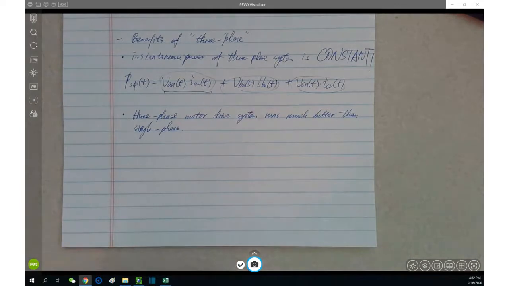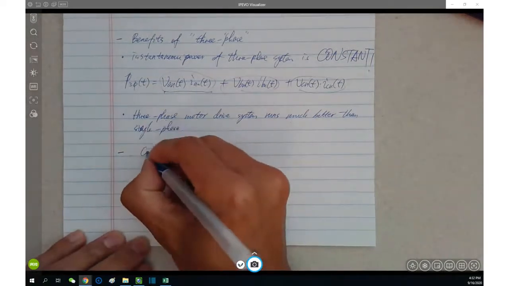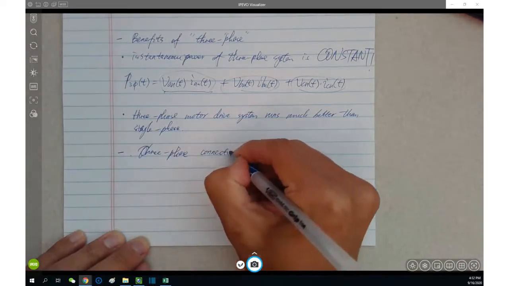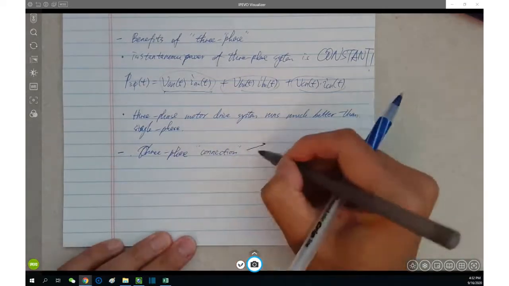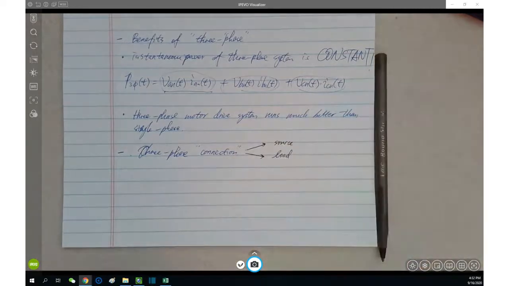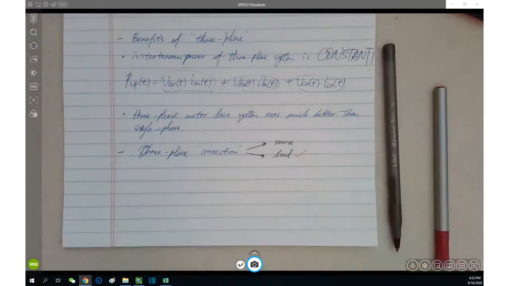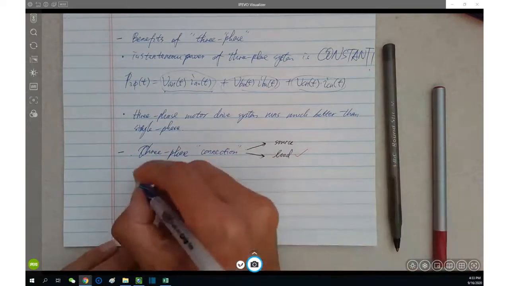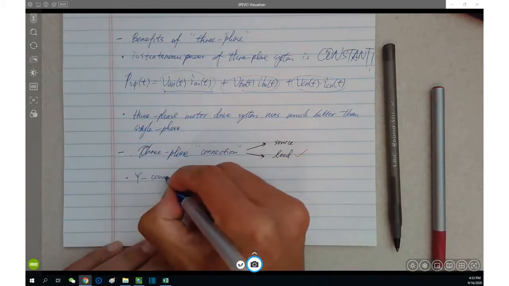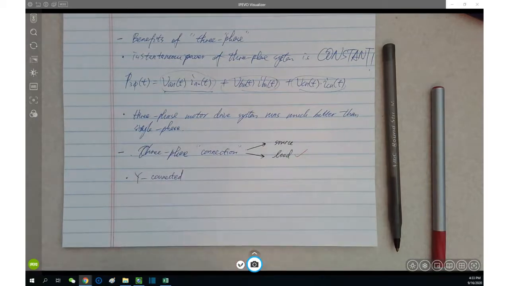So now let's talk about the connection, or say three-phase connection. The connection could mean connection of a three-phase source or a three-phase load, could be either one. But here, we just take the load as an example to see how we identify the different quantities. We have two kinds of load connections. The first one is Y connected, the second is delta, as you know.